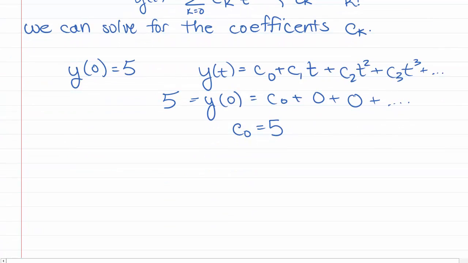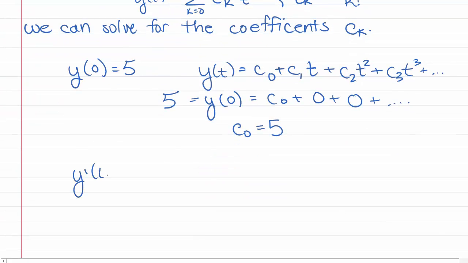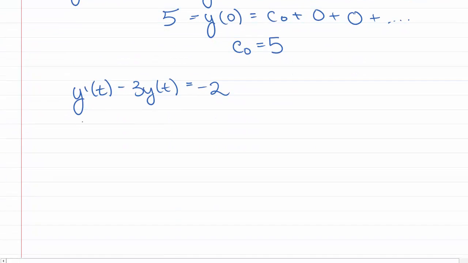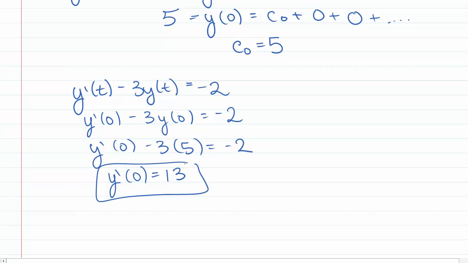Okay, well that's great, but that seemed like a trick. Can I say anything about any of the other coefficients? Well, remember what we do know. We know something about the derivative. We know that y'(t) - 3y(t) = -2. So how can we use that? Well, if we plug 0 into this equation, we get y'(0) - 3 times y(0) should be -2, but we know y(0), so y'(0) - 3 times 5 should be -2. So y'(0) is going to equal, we add 15 to the other side, so 13. Okay, so now we know y'(0) is 13.